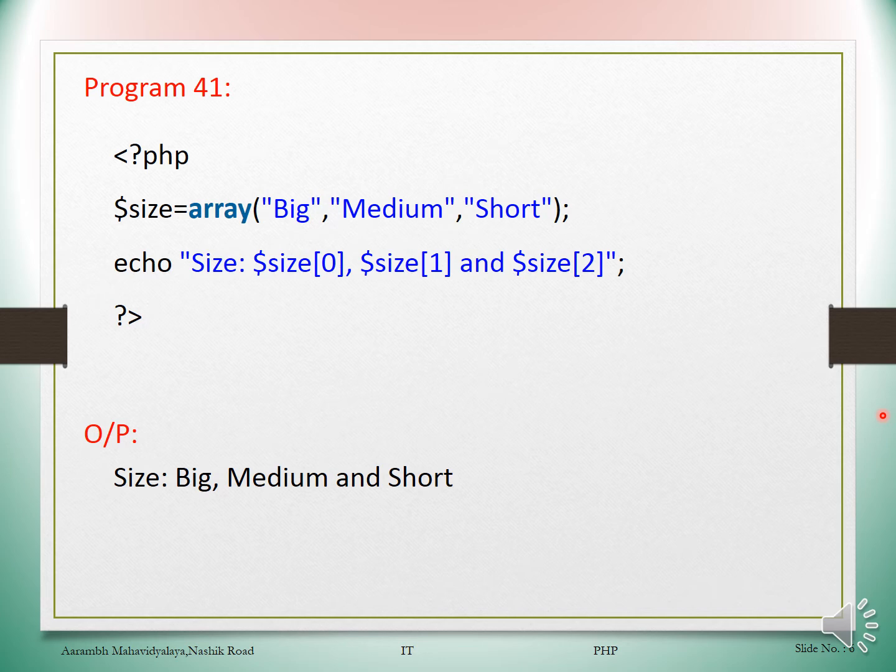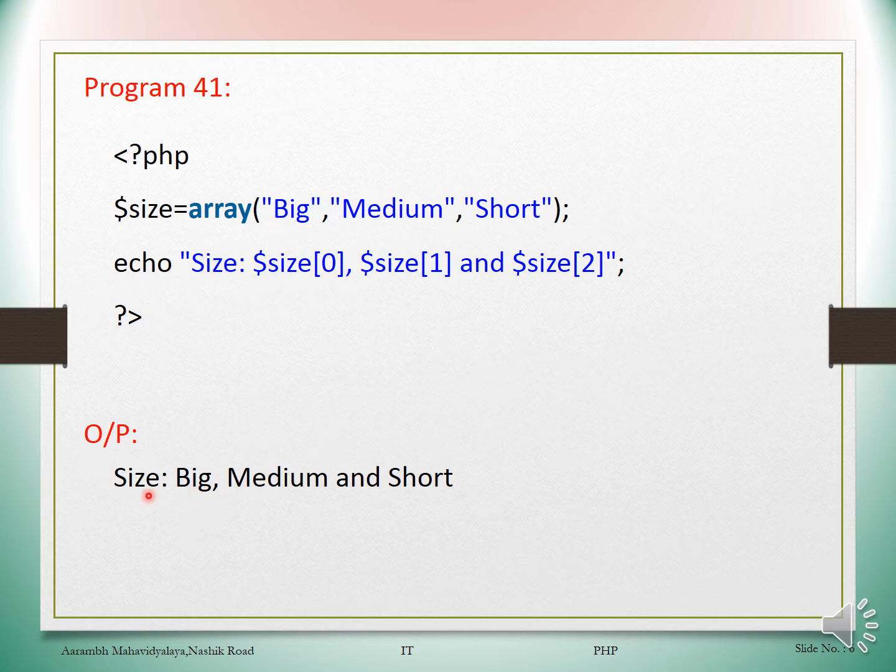Now let's see some programs. Here we have to display the declared array. For that, first of all, we have initialized PHP. Then $size equal to array of, again we have considered the same program, big, medium, short, and we have to display these names. For that, we have to use the echo statement, echo, and then this size will be the common name for everyone. Therefore, we have included it in double quotes, size, colon, here $size[0]. That means this big one, this big $size[0].